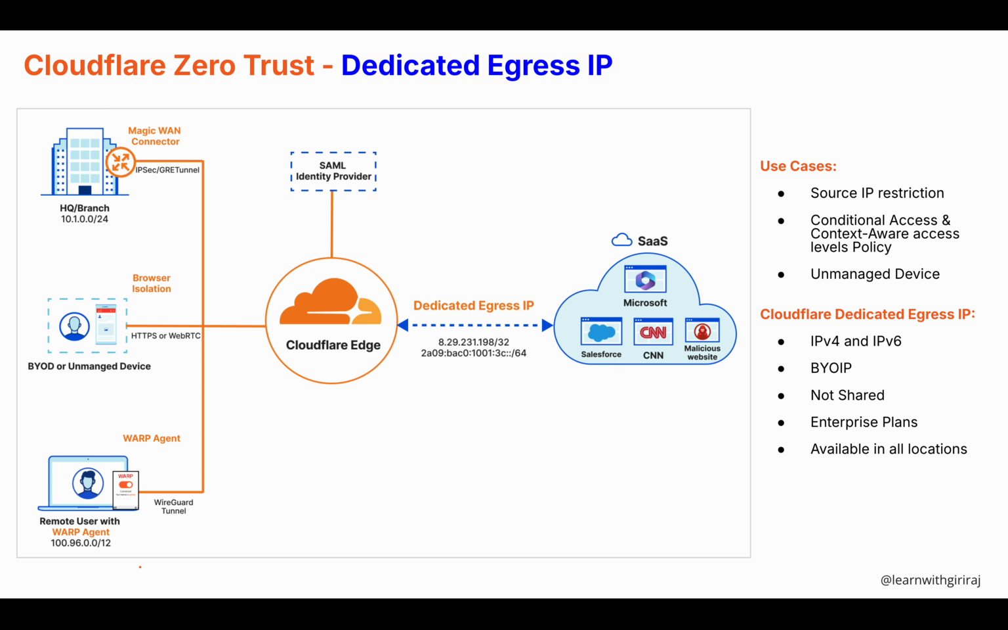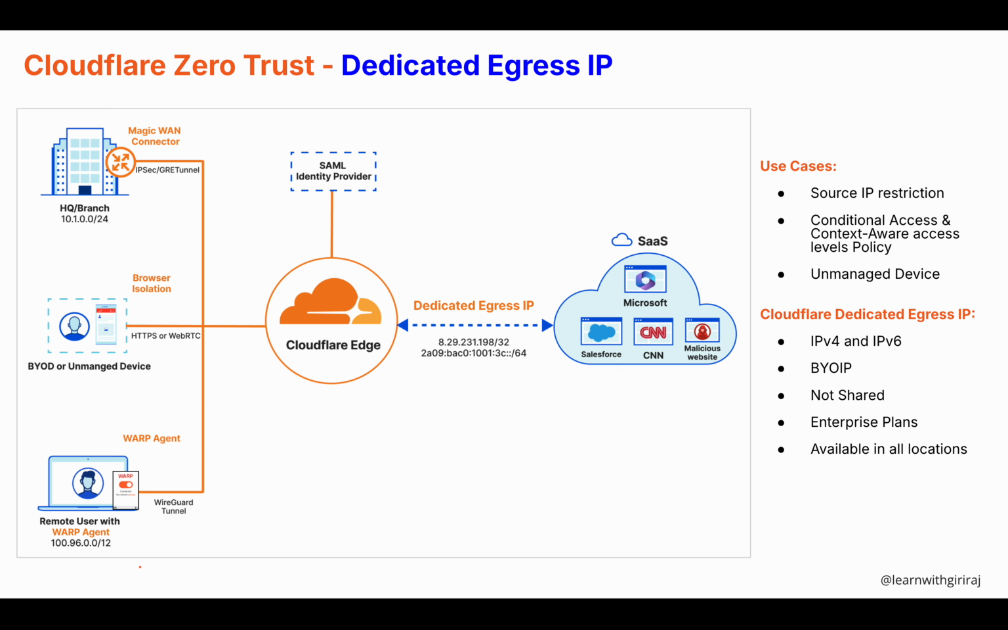And this dedicated egress IP is not shared with any other Cloudflare customers. The other common use case you can leverage using the dedicated egress IP is if you're using Google Workspace or M365 or AWS or Salesforce SaaS application, you can enforce conditional access or context aware policy using the dedicated egress IP. In case you have an unmanaged device, you can also use browser isolation along with the dedicated egress IP to provide access to your SaaS application from an unmanaged device.